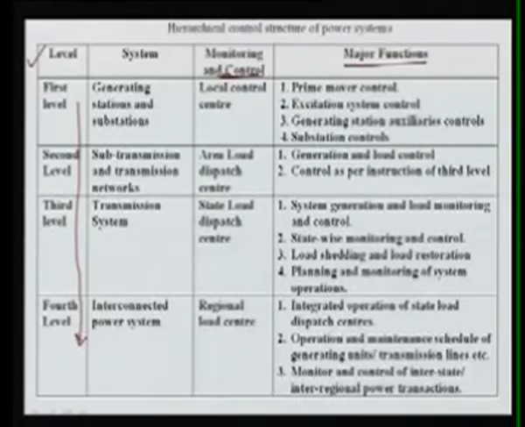In the first level, it is nothing but your generating stations and substation controls, also called the local control centers. For example, if you have a generating plant, there may be one or two or several units. If there is one unit, there will be one control unit for that individual unit. If you have several such units, then all these units will have one coordinated unit, so that any problem can be sorted out locally.